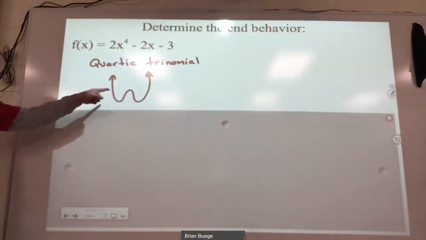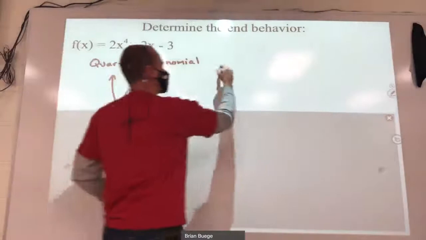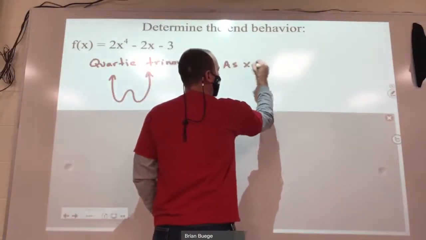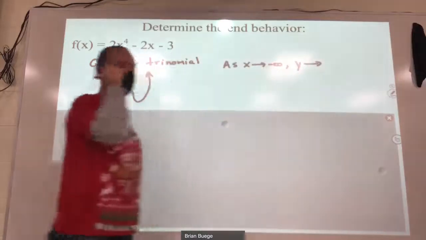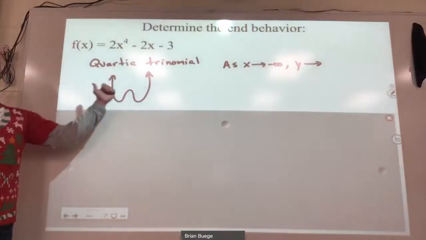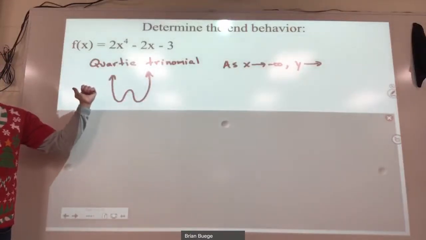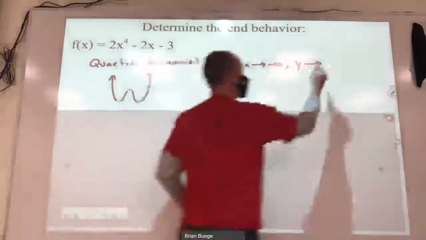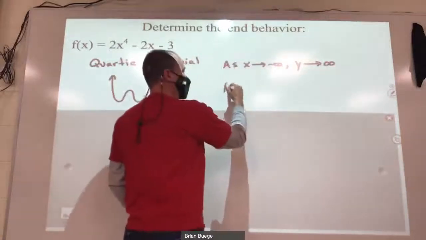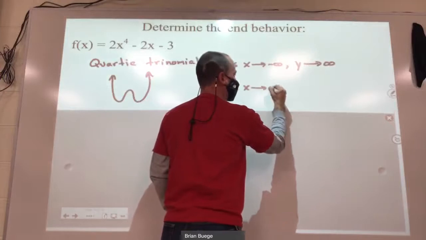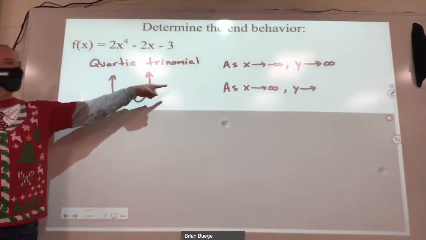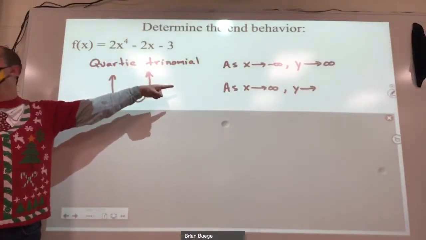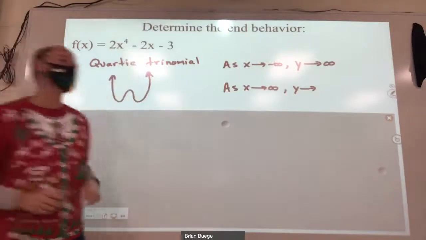So now let's use that general shape to write our end behavior. As x goes to negative infinity, we've got to figure out where y goes. So as x is going to negative infinity, where's my y value going? Up or down? Up, which means y is going to positive infinity. As x goes to positive infinity, if we now start looking at the other end of the graph, where's the graph go? Positive infinity, it goes up.